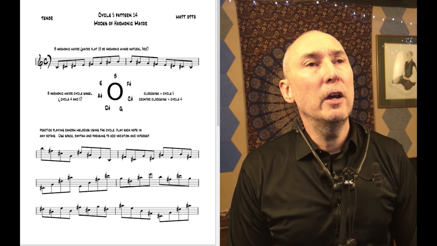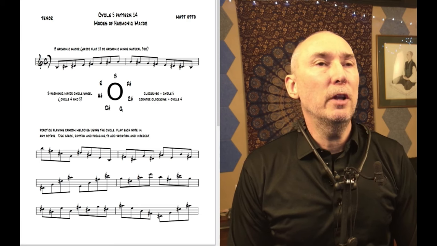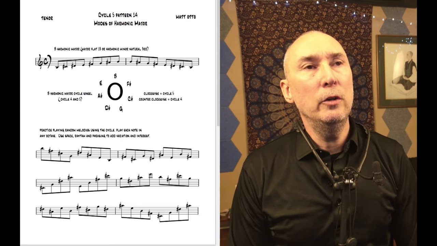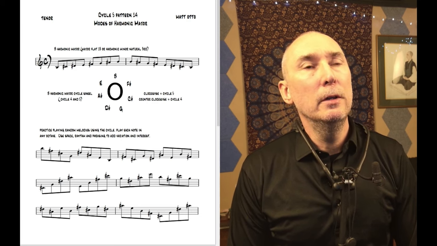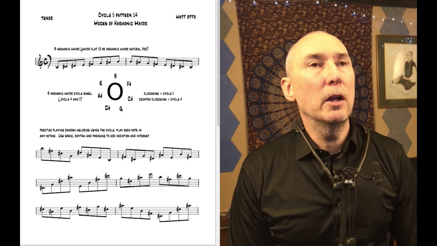So in this example, we're looking at B harmonic major, which is a major scale with a flat 13, Ionian flat 13, or harmonic minor with a major third. And this is a B harmonic major scale. And I've created a cycle wheel right beneath the scale there.